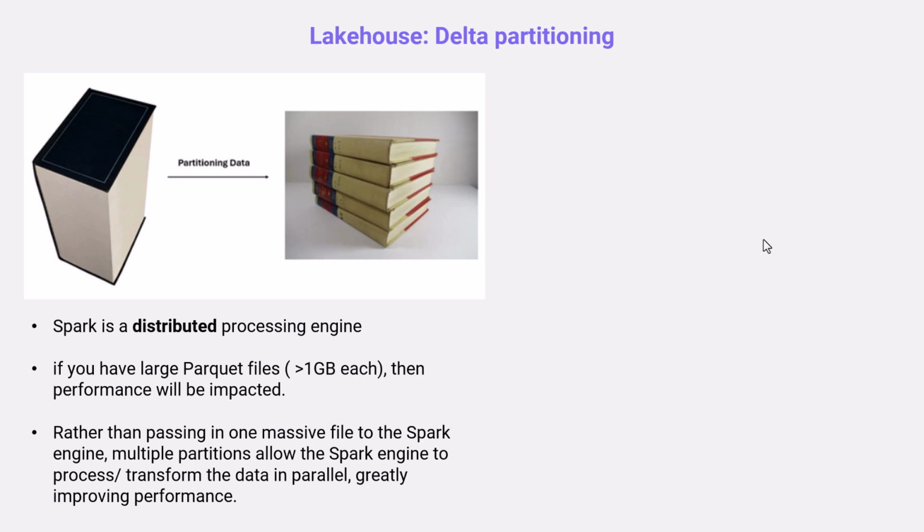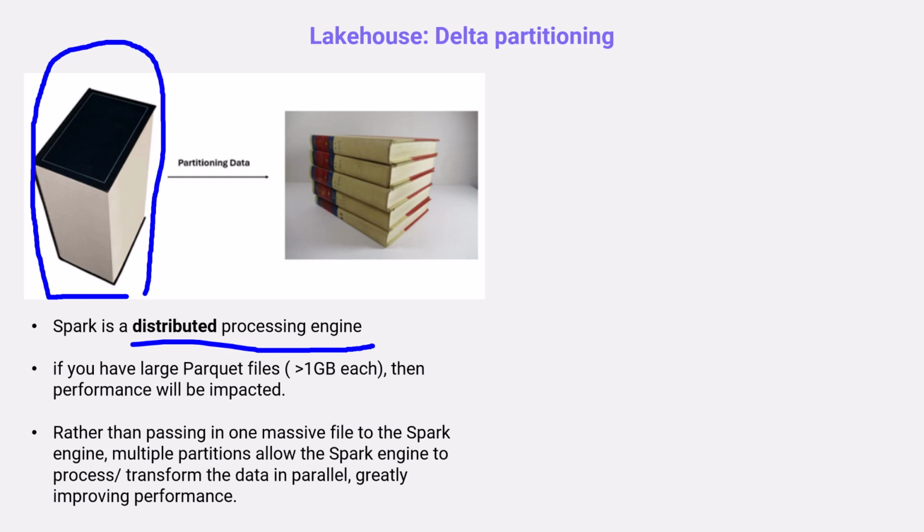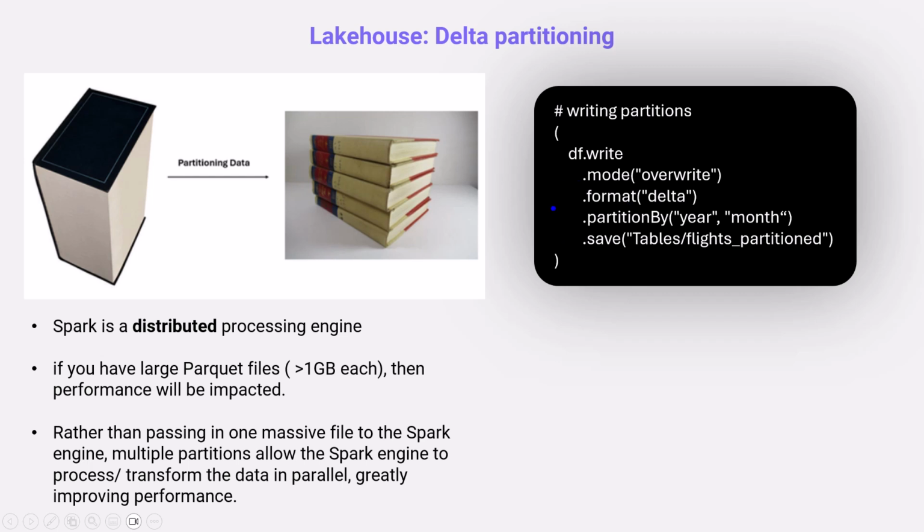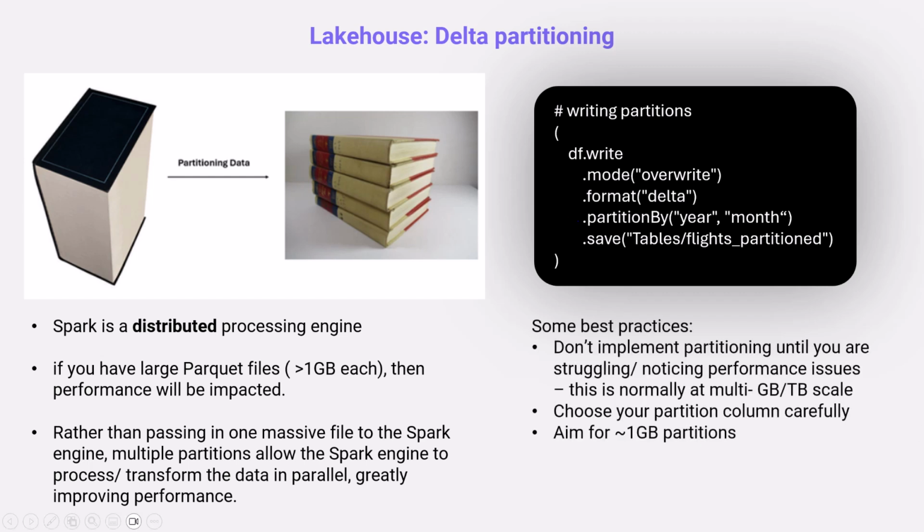Because Spark is a distributed processing engine, partitioning can help with performance. If you've got incredibly large Parquet files that are terabytes large, for example, that is going to be difficult to send through this distributed processing engine. So partitioning is a method that we can use to break up very large files into smaller files so that we can take advantage of Spark's distributed nature. It's pretty simple. We can add into our write statements partition by, and we can add in partition column or columns. Just be careful to note some best practices here.